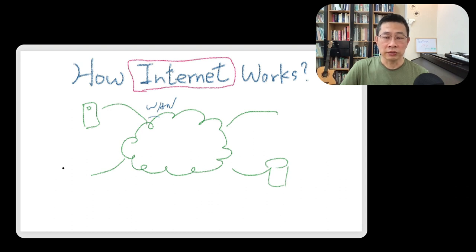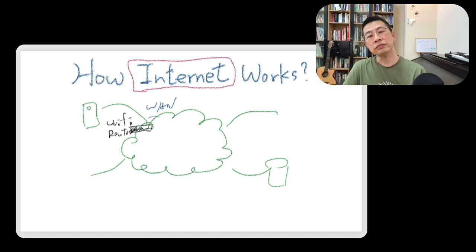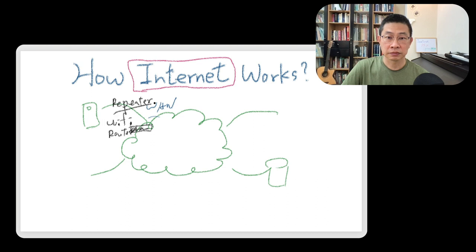The internet actually works on a lot of different hardware and network devices. If you are at home, you connect to the internet, you may have a Wi-Fi router, right? Or sometimes the signal is not strong enough because you have a big house, and somewhere in a corner you cannot get a signal, so you may have a repeater. Or you even buy what we call a switch. So here we have three kinds of hardware you need to know. Later on we will talk about it.